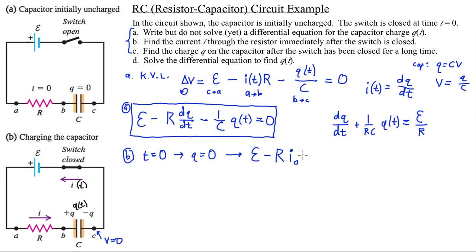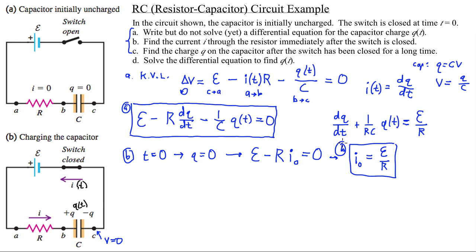And then minus 1 over C times q of t. Q of t at time 0 is 0, so this whole term is 0. And in fact, I didn't even need to write the negative sign, so I'm going to save it by making it part of an equal sign. What you get is your initial current, written as I naught, which by some simple substitutions is the EMF of the battery divided by R. And that's your answer to part B.